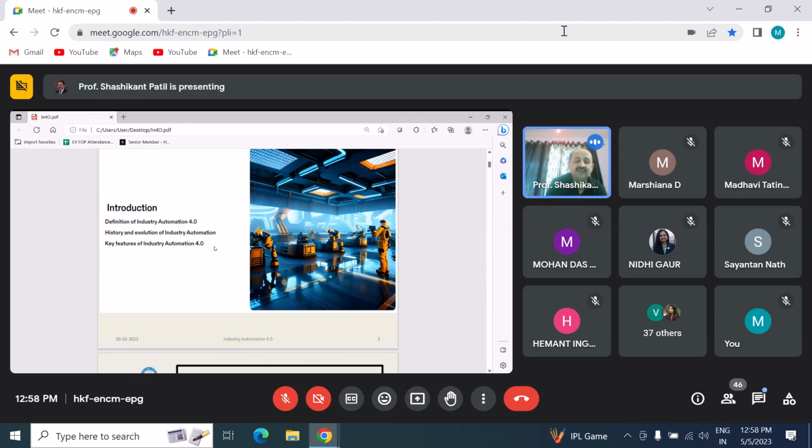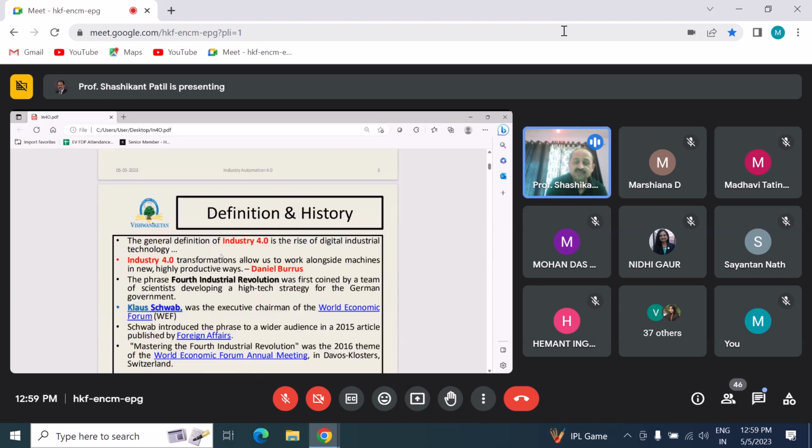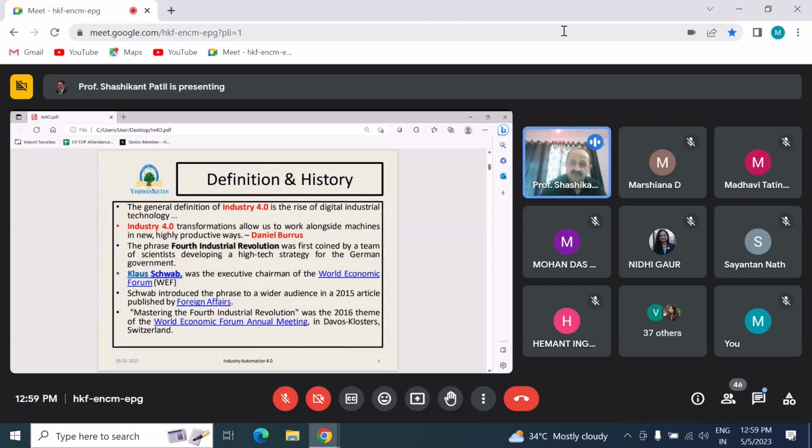In the introduction, we'll look at the definition of Industry Automation 4.0, its history, evolution, and other factors, and the key features of Industry 4.0. Let us go through the definition and historical perspective of Industry 4.0. If you go through the literature, there are many definitions that change from author to author, but more or less all of them sound similar. The general definition of Industry 4.0 is the rise of digital industrial technology. As per Daniel Burrus, one of the pioneers in this sector, Industry 4.0 transformation allows us to work alongside machines in new and highly productive ways.